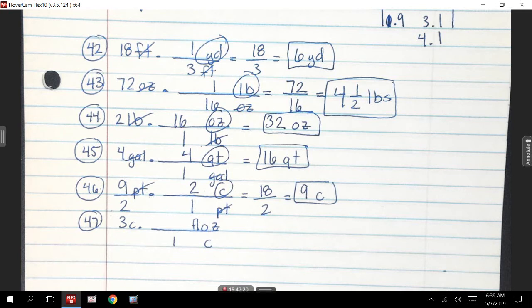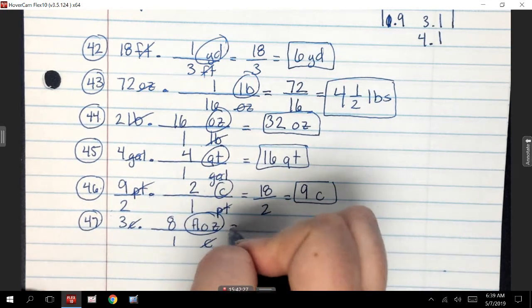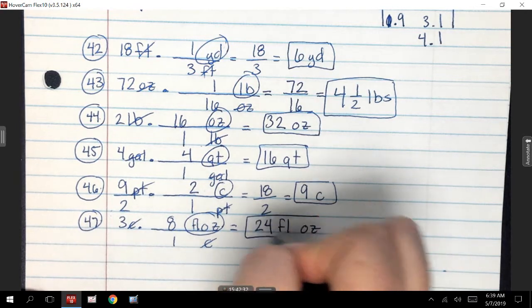All right, so I know that 1 cup equals 8 fluid ounces. So my cups go away, leaving me with 24 fluid ounces.